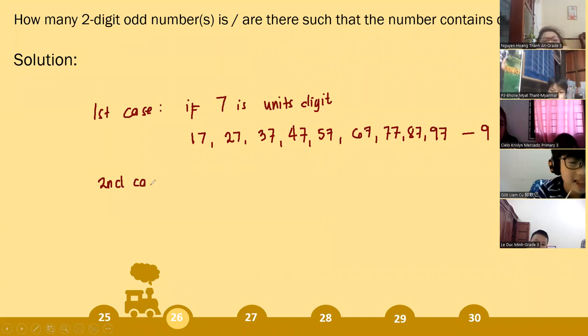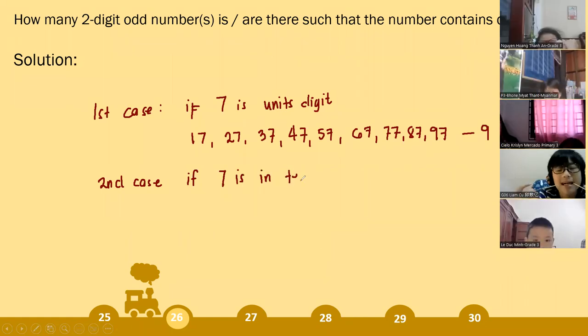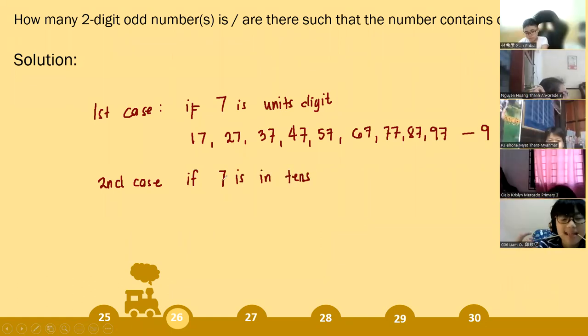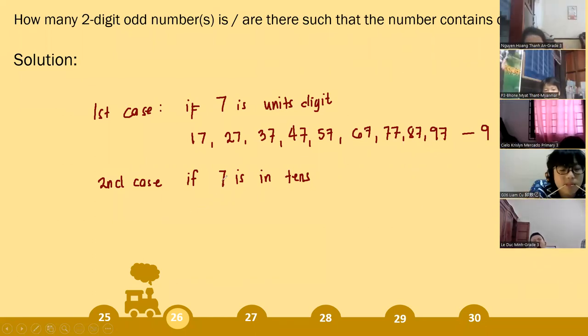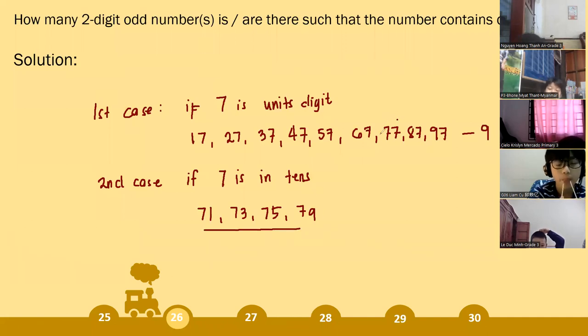Now, second case. There are four more numbers. If 7 is in the tens digit, since it's a two-digit number, not three-digit, you have 71, 73, 75, and 79. Now, why did I not include 77? I did not include 77 here because it's already counted. So you have 4 numbers. So 9 plus 4, that is 13.